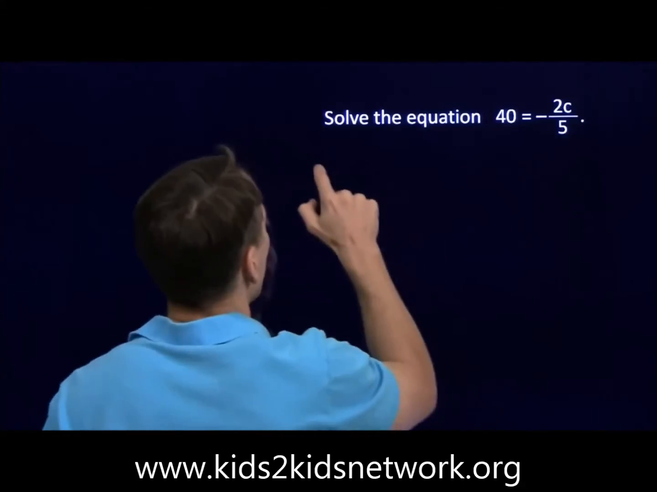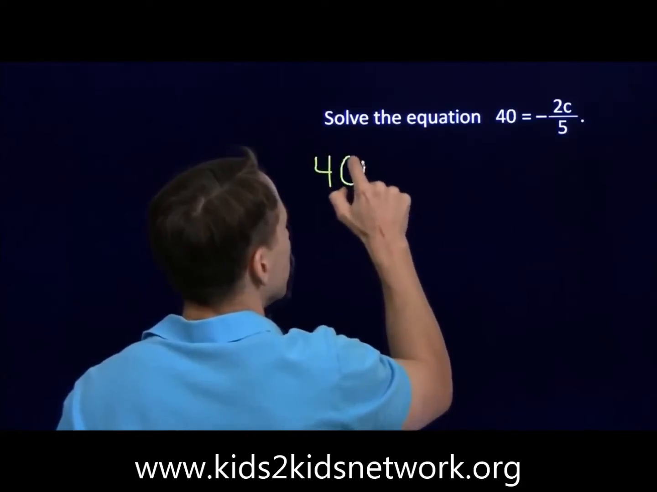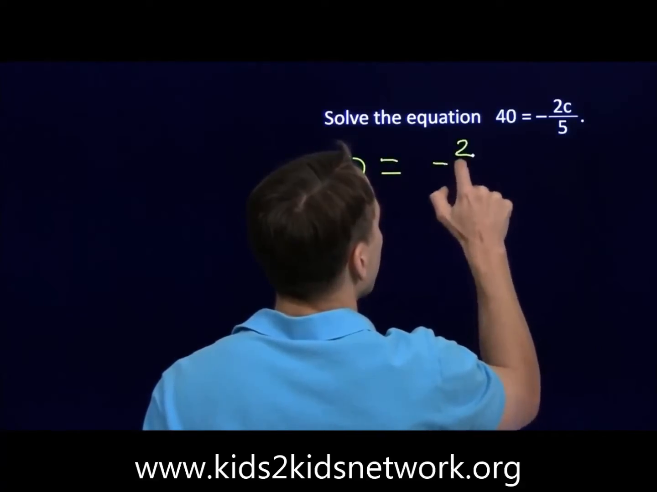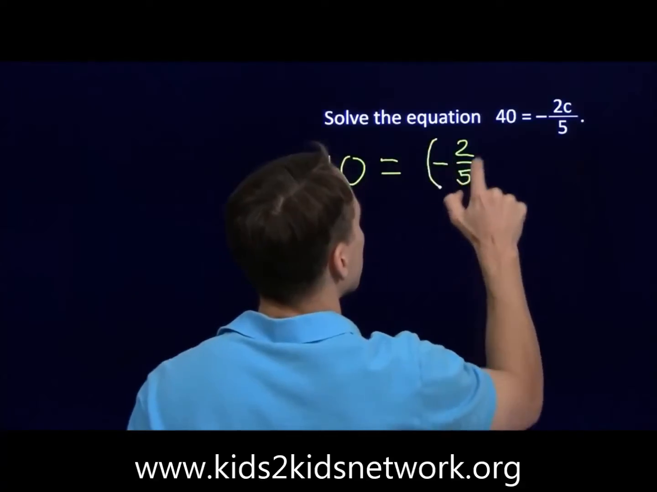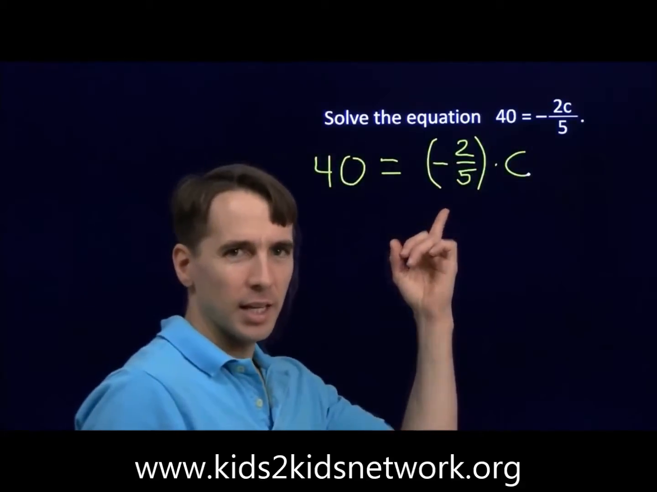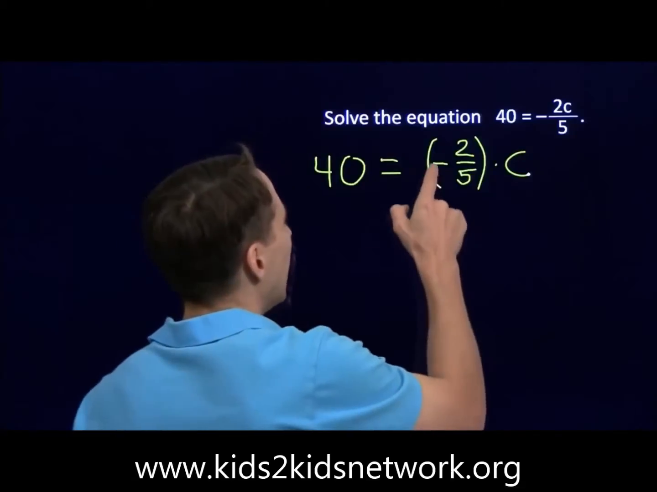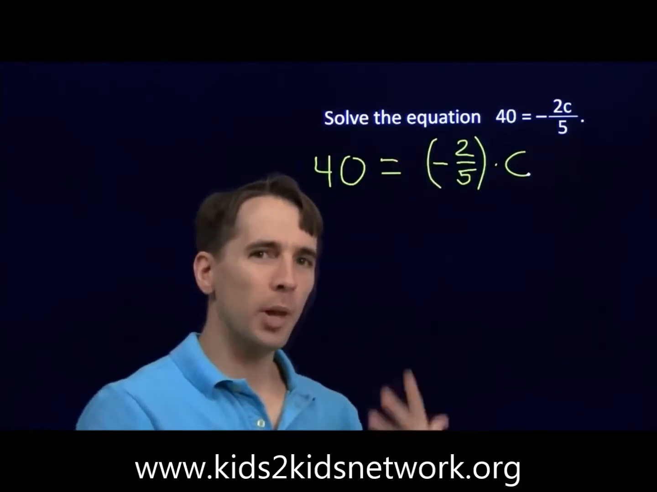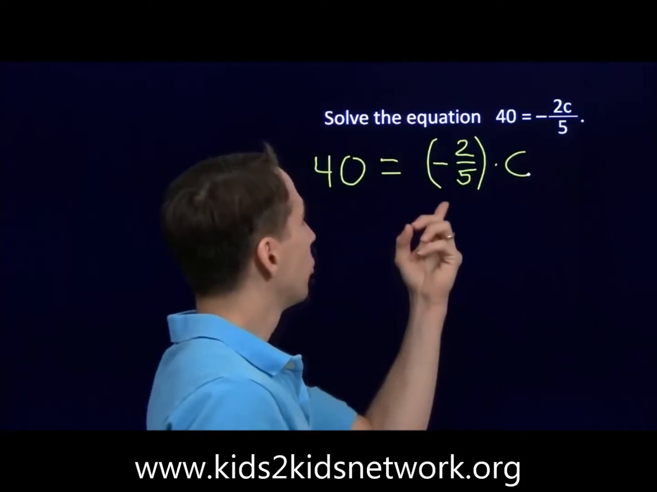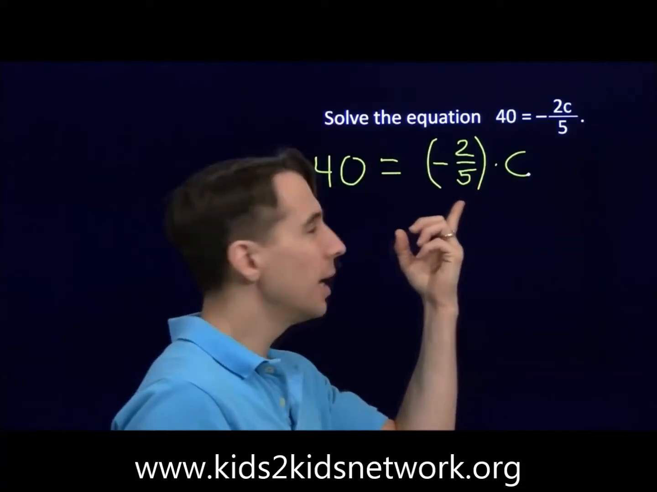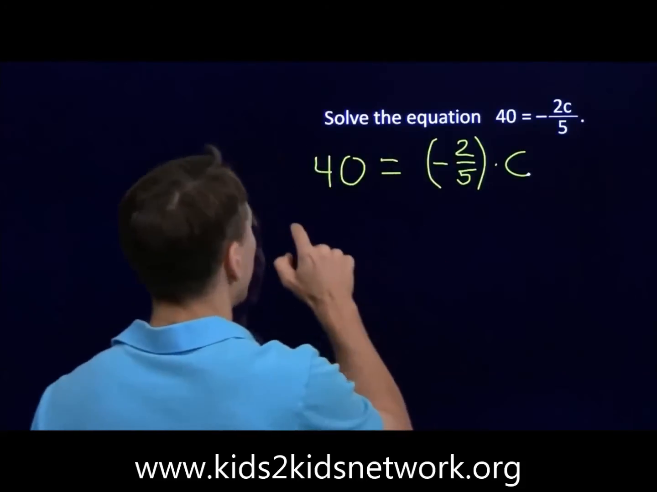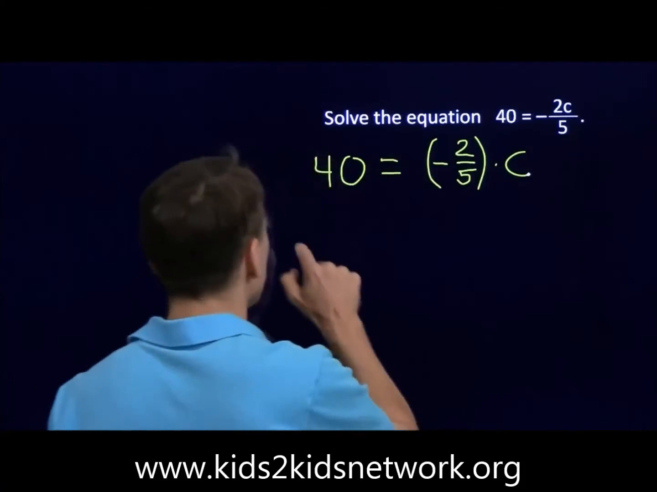So we started with this equation. Another way to think about this equation is 40 equals -2/5 times c. And we want to cancel out this -2/5. Now, if you take a number and you multiply it by its reciprocal, you get 1. So what I want to do here is I want to multiply by the reciprocal of -2/5. The reciprocal of -2/5 is -5/2.